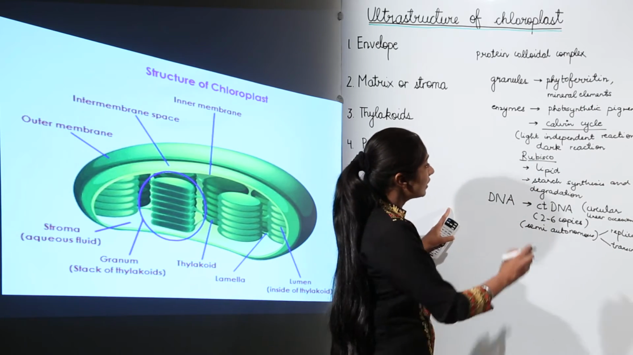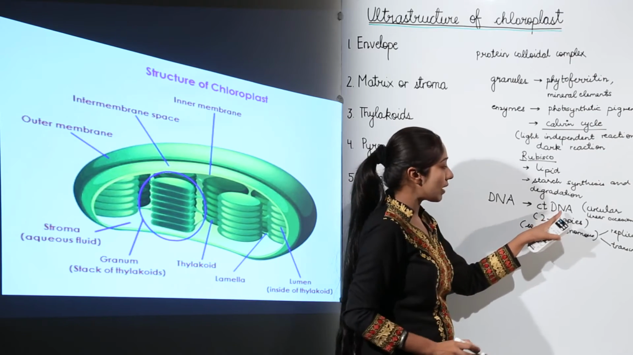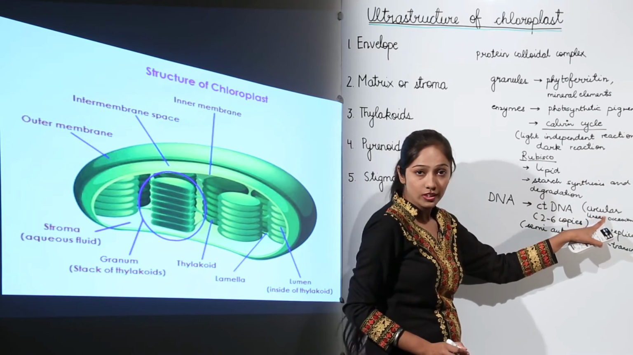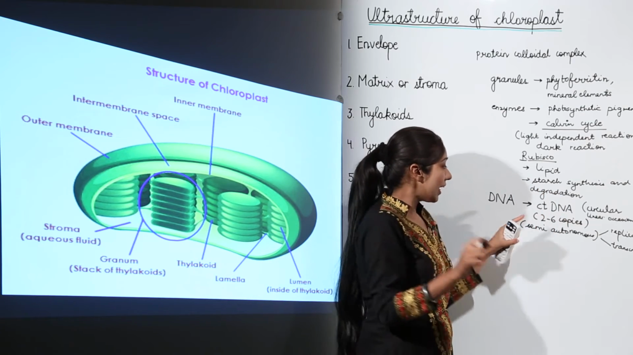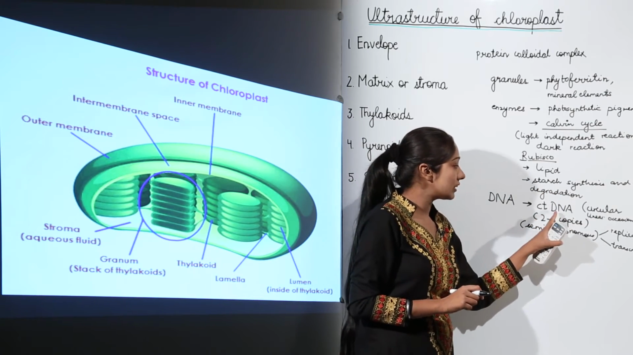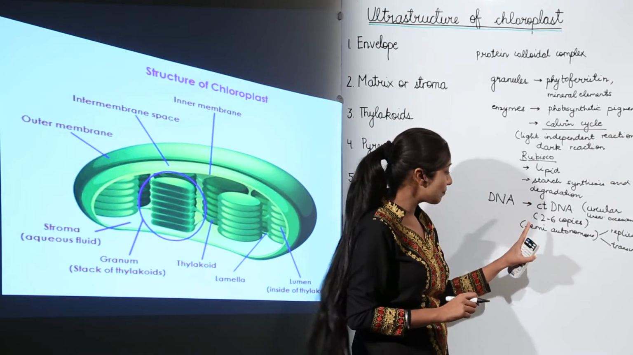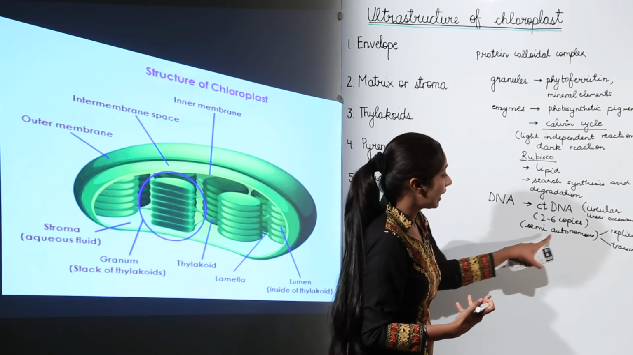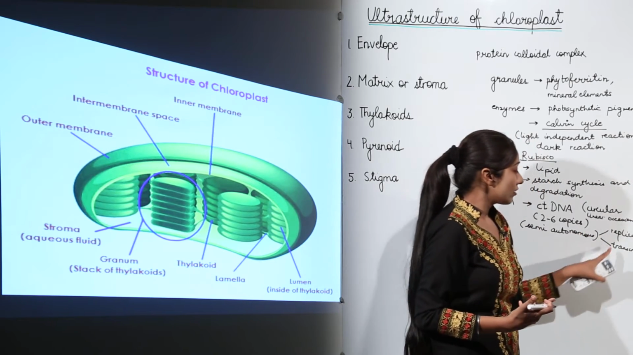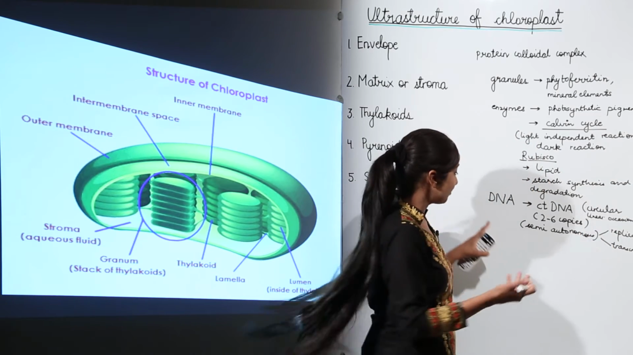Replication and transcription. This ctDNA, this chloroplast DNA, is usually circular, but it can occasionally be linear also. There are 2 to 6 copies of this ctDNA. It makes the chloroplast semi-autonomous because this DNA can replicate and can also perform transcription.